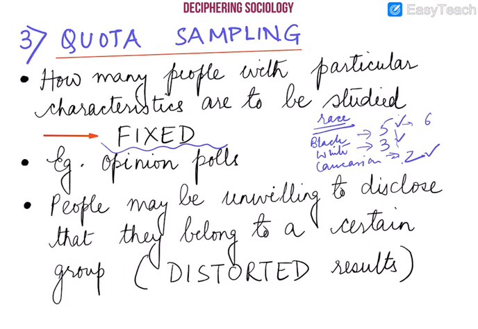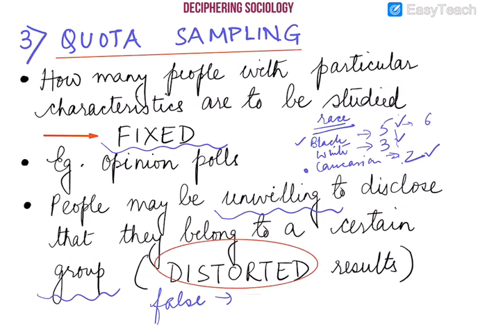But here there is a problem. What is the problem? Some people may be unwilling to disclose that they belong to a certain group. So if people do not disclose, or they give false assertions that I am from this particular category, but actually they are from this category, then the result which I will get will be distorted. You should remember all the negative aspects of each method also.